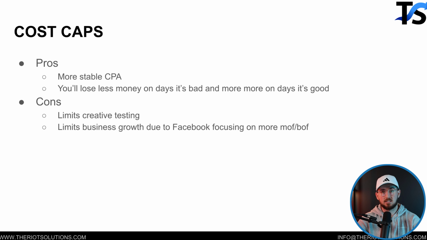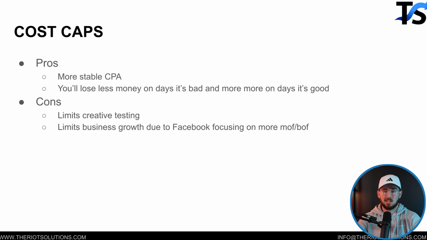Now, pros for this is that you can have a stable CPA, where the CPA stays pretty stable, and you'll lose significantly less money on days that Facebook is not in your favor. And then on days that Facebook is doing really well for you, well, you'll spend more that day of your budget. So your budget becomes more inconsistent, but the CPA stays pretty consistent, which affects your profits at the end of the day.